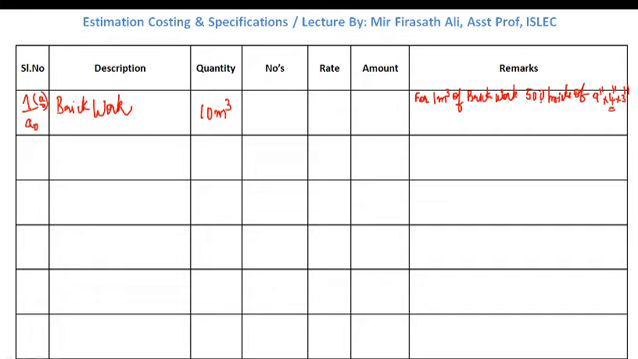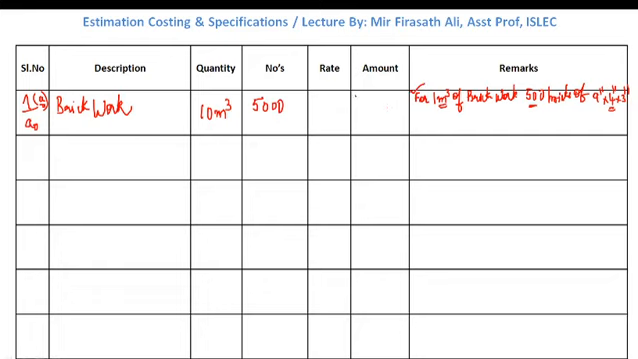So how many bricks do we require? 500 bricks for 1 meter cube of brickwork. Similarly, for 10 meter cube of brickwork, how many do we require? For 1 meter cube, 500. For 10 meter cube, 5,000 we require. This we have seen in our previous class.